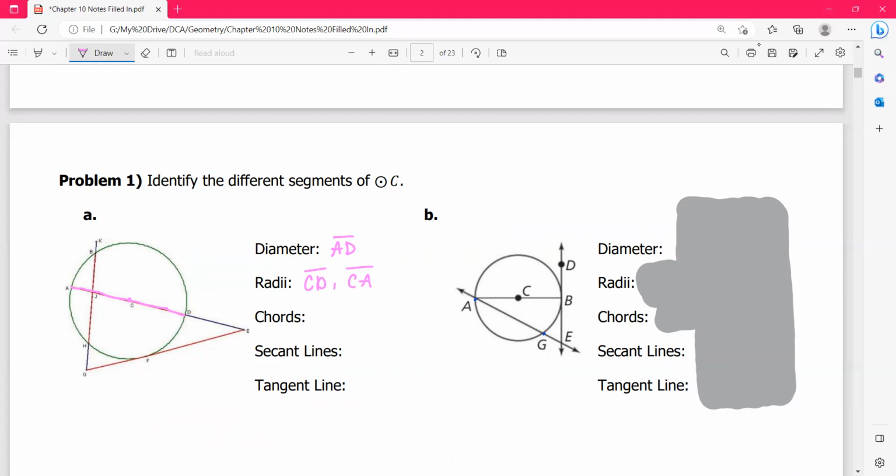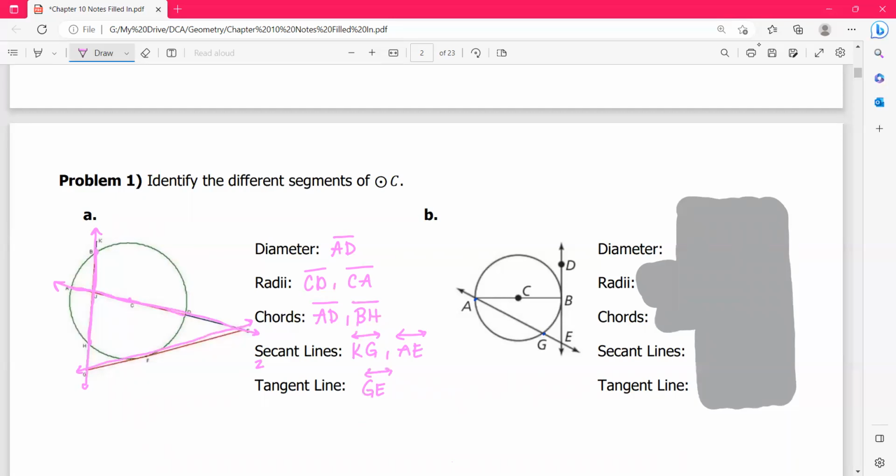Let's name some chords. So remember, a diameter is a chord, and then we can also say BH is a chord. Endpoints are on the circle. Secant line intersects twice. I've got this line right here, KG. And we can call this a line as well, AE is a secant line. And tangent line intersects just once. GE would be our tangent line.